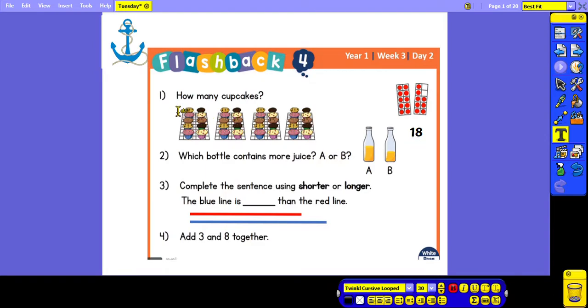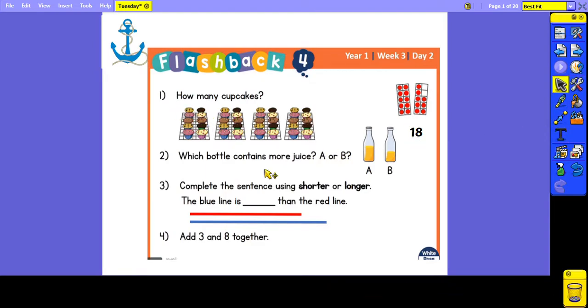Question 1, how many cupcakes? So if we count how many cupcakes there are in one group first of all, so there are 1, 2, 3, 4, 5, 6, 7, 8, 9, 10 cupcakes in one group. So we know there's 10 in one, so what we can do now is count in multiples of 10 to work out the total. So 10, 20, 30, 40.